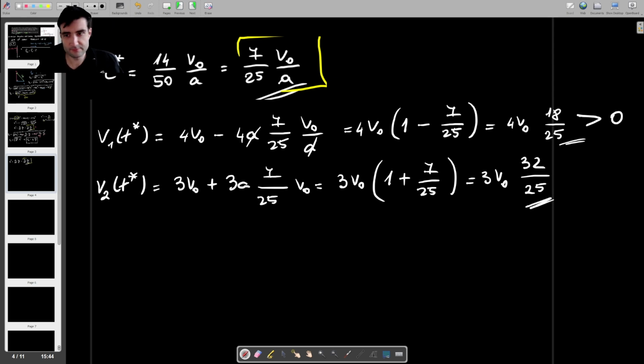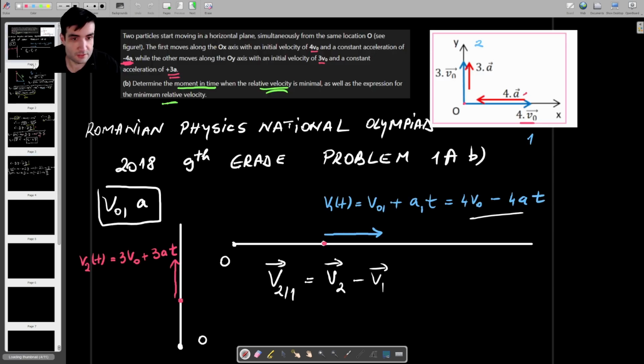So yeah, that's it. We didn't really have to do this part. I was just curious what the velocity of the first object was specifically, or whether the first object started going back, but it turns out that at that point the first object is still traveling in the positive x direction. And that's the end of the question.